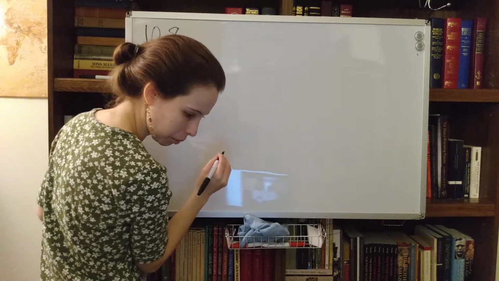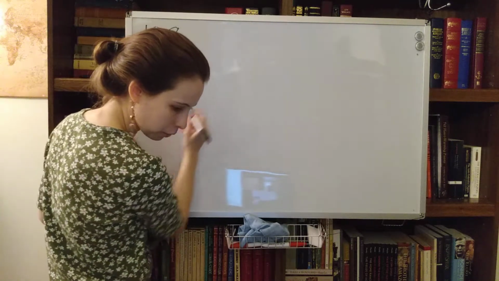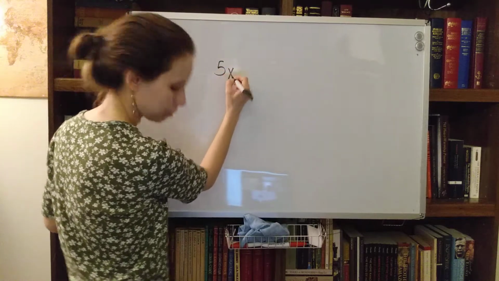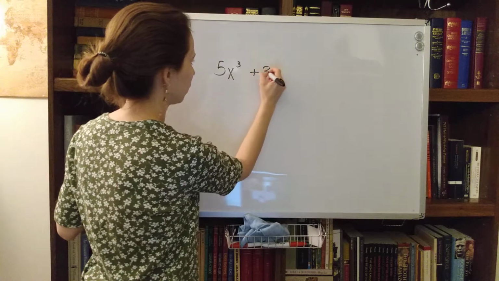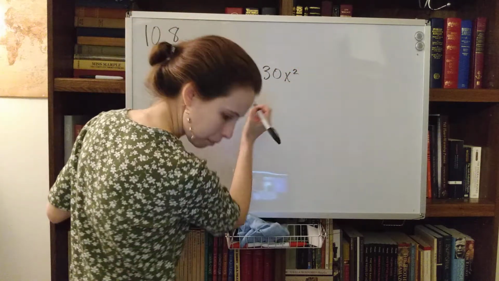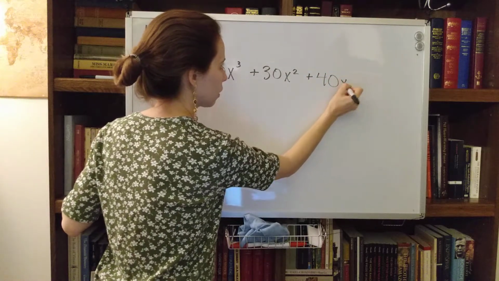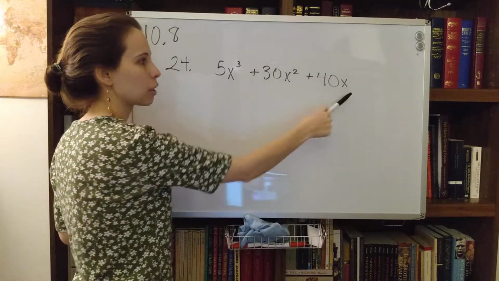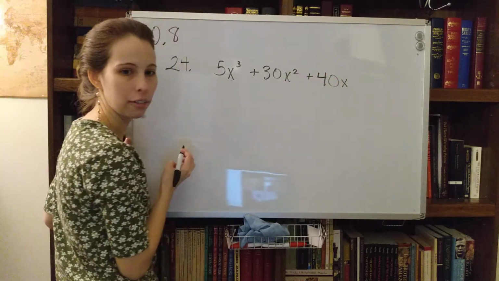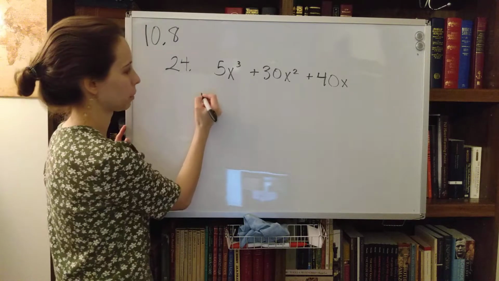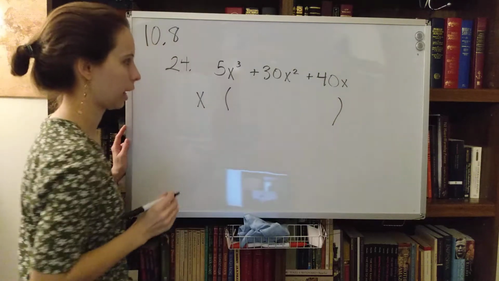Let's see, we're going to do number 24 now. And it is 5x to the third plus 30x squared plus 40x. So first thing we should notice, there are 3 terms here, but each of the terms has an x. So that tells us that at least x can be factored out of all 3 terms. So I'm going to go ahead and put an x here, parentheses for whatever's left, but at least we're going to factor out an x.